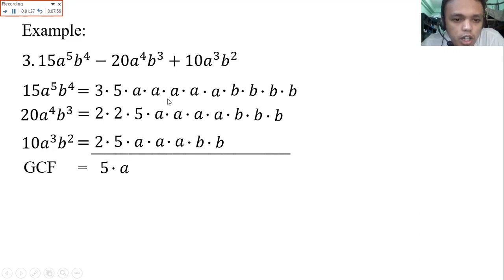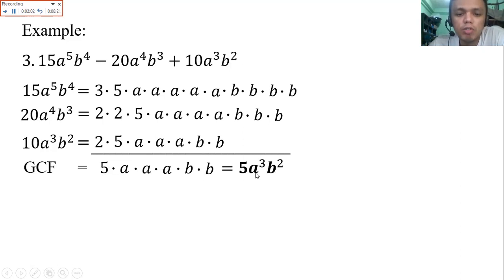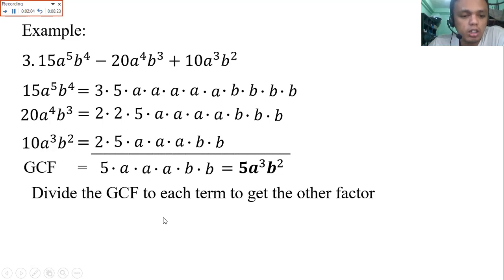ito, 1, 2, 3. Yan, tatlo sila. Isa pa, 1, 2, 3. Then, for B, we have B here, another B ulit, kasi may B pa dito. So, dalawa lang. The rest, di nakasama kasi yung 10A cubed B squared hanggang dalawang B lang. Then, multiply 5 times A times A times A times B times B. That is equal to 5A cubed B squared. Okay, so ito yung magiging common monomial factor nila.